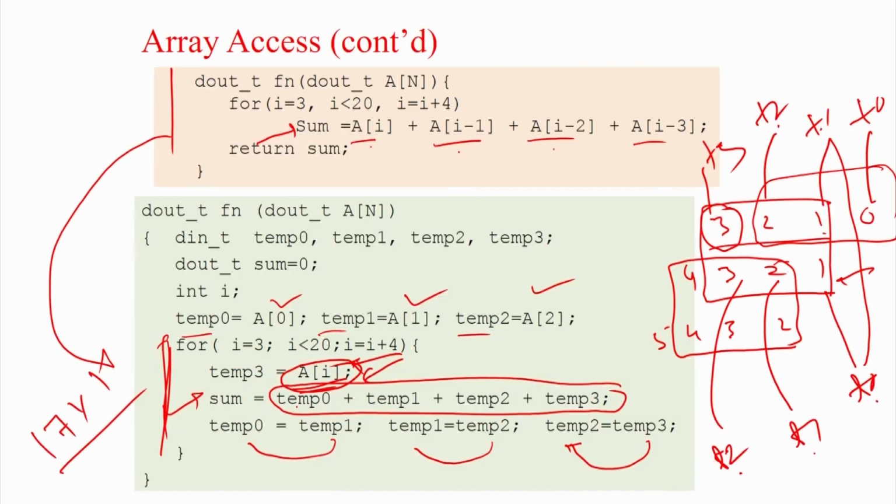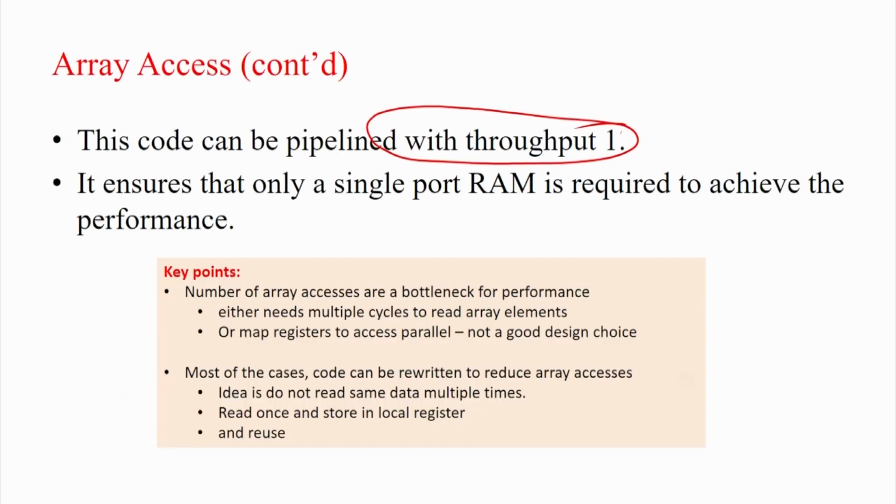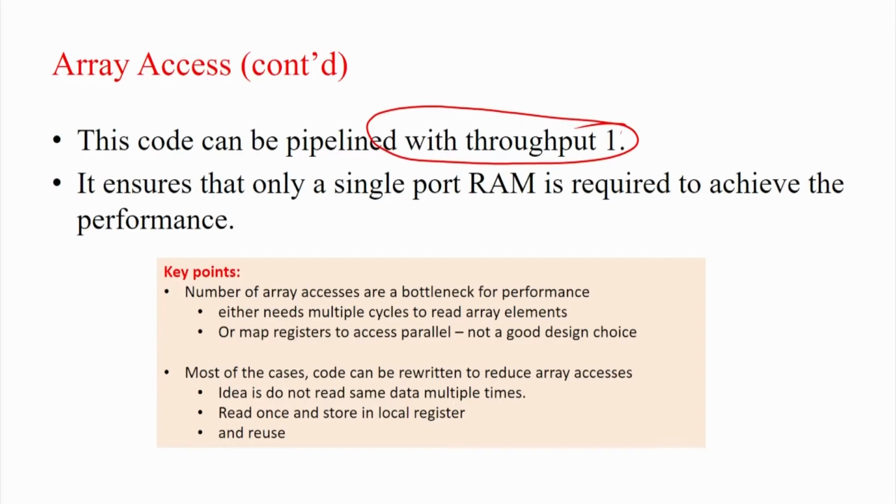Right. So, this is a very simple example that tells you the logic behind inferring RAM or ROM from an array. The key point here is that the number of array accesses is a big bottleneck in performance. If you have multiple accesses, either you need multiple cycles to read them in your hardware, or you have to map that particular array to registers to make all the reads parallel. That means you can read all the elements in one cycle, which is not a good design choice.